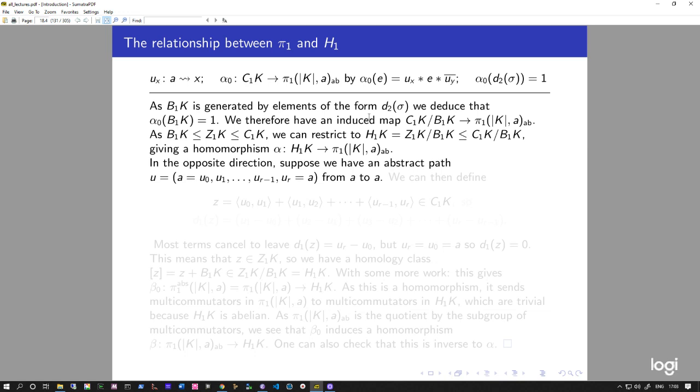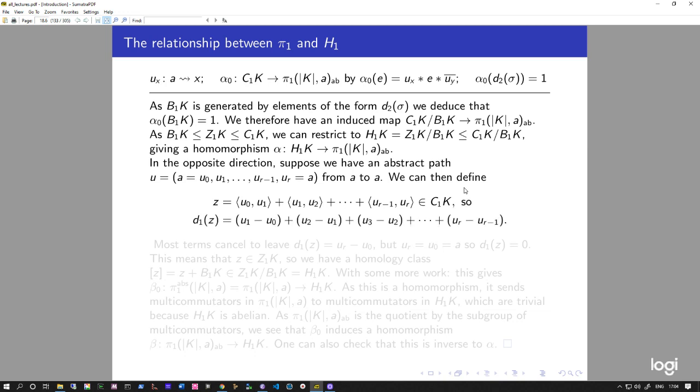Okay, so opposite direction, we need elements of this abelianized pi 1. They're represented by loops, and we could have an abstract loop, for example, just corresponding to a list of vertices like this, starting with U0 is A, U1, U2, up to UR minus 1 and UR, where each UI, UI plus 1 is an edge. So that's an abstract path from A to A. And if you've got an abstract path like that, then we could just take the sum of all the edges. Okay, that gives us an element of the chain group C1K.